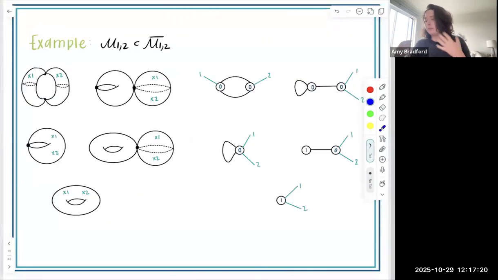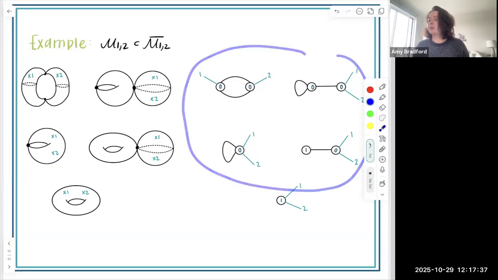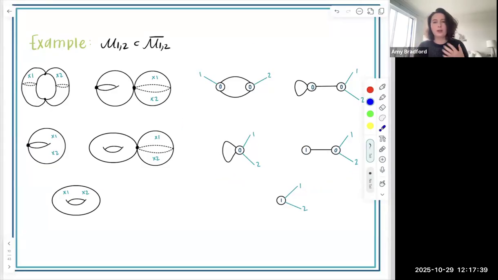And so we get a very nice way of turning a boundary stratification, if I look at M_{1,2} bar and subtract M_{1,2}, into something I can encode just using these dual graphs. Somehow graphical combinatorics is already showing up very naturally inside the structure of this moduli space.